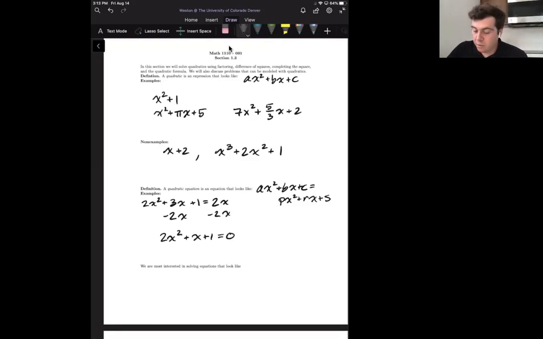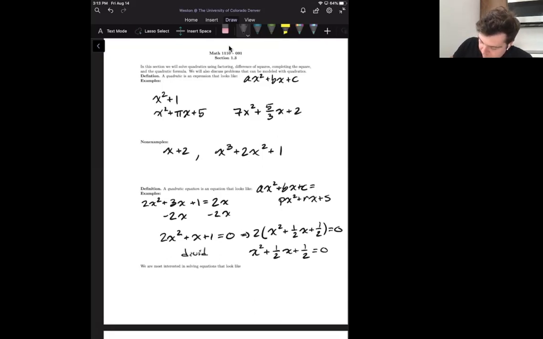And we can also go a little bit further and factor out the constant in front and divide it out. So this can be rewritten as factoring 2 from that whole equation. So 2 times x squared plus 1/2 x plus 1/2 equals 0. And then dividing by 2, we have x squared plus 1/2 x plus 1/2 equals 0.